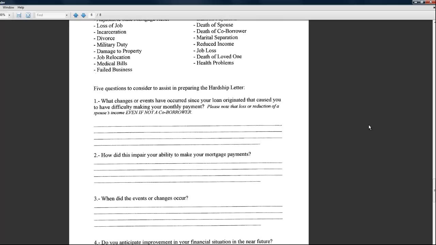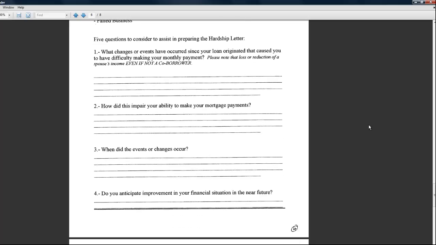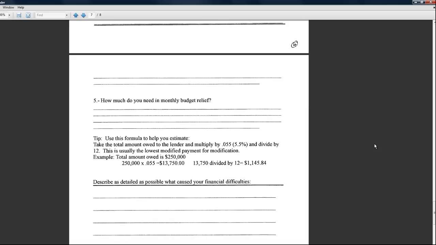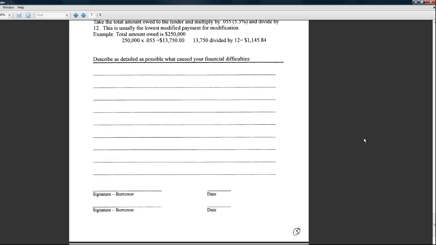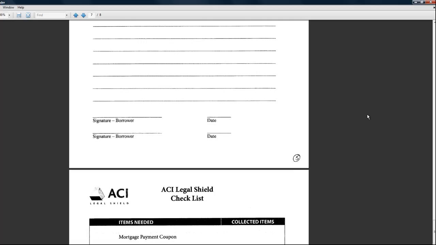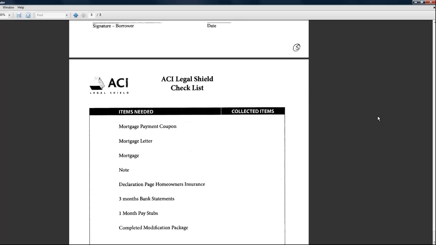When did the events or changes occur? Fill that one. Do you anticipate improvement in your financial situation in the near future? So outline on that. On the next page, don't put anything on it, simply have them sign the bottom, the borrower, the co-borrower, and the date. And that way we have enough information to really help figure out for the attorney how well they're going to qualify for this. We now have, as you'll see, I've inserted the ACI Legal Shield checklist.